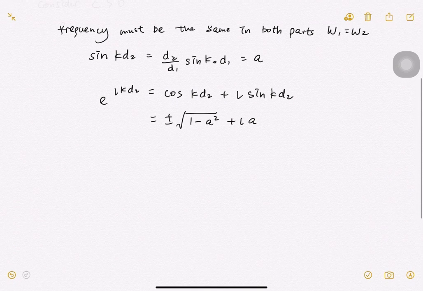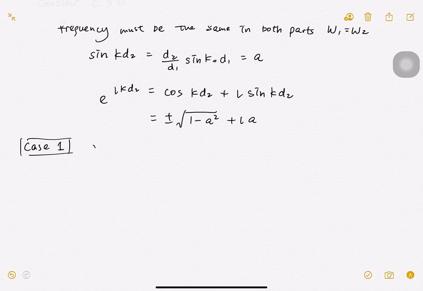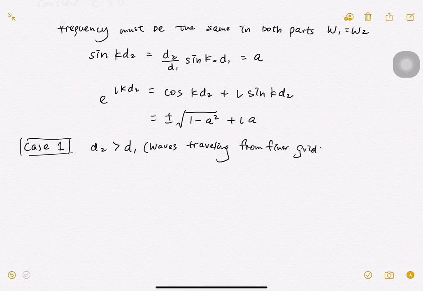Okay, so I will explain two cases in here. Because we only have D2 larger than D1. So this is case 1, and then we'll separate case 1 into two cases in this lecture. Waves traveling from finer grids, higher resolution, to coarser grids.